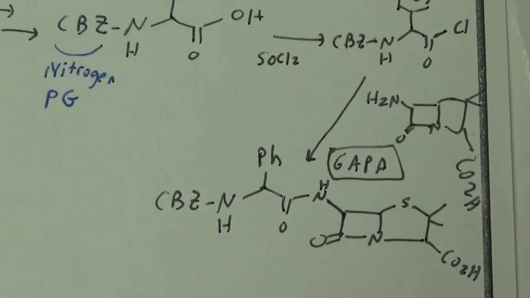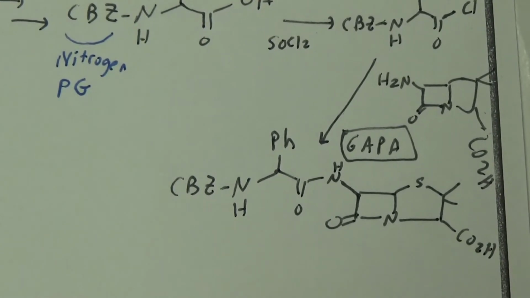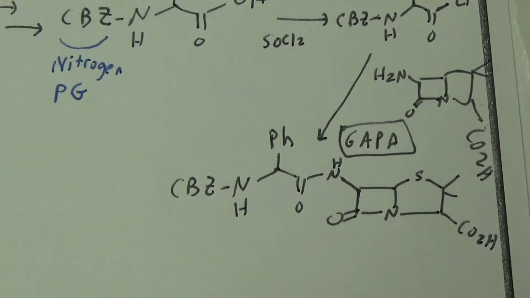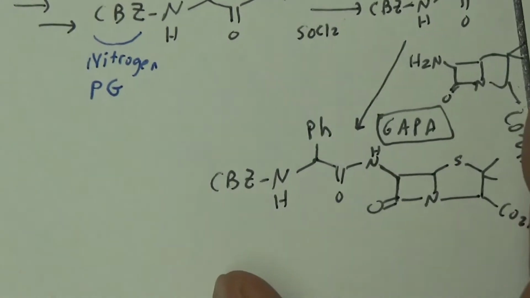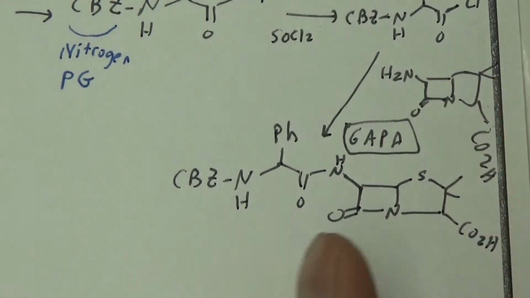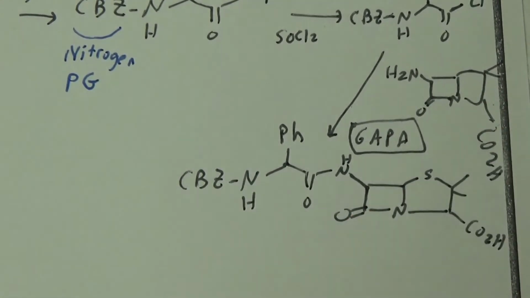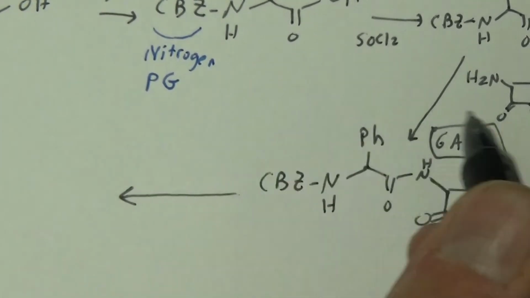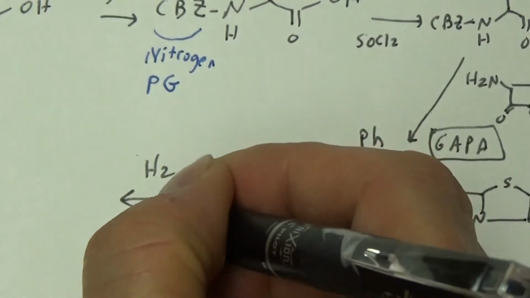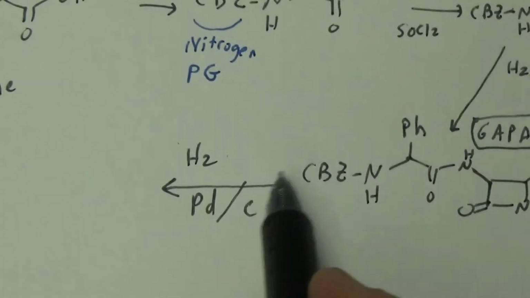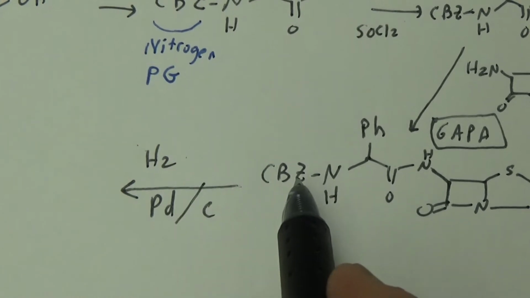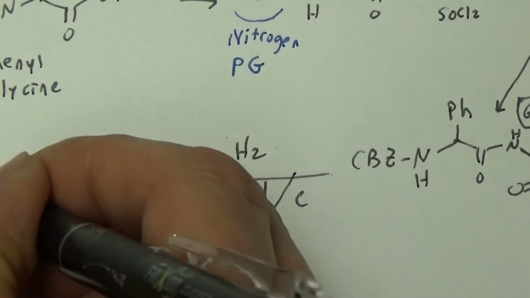Okay, so what do we have yet to do? We have to take off the protecting group. And so then the question is, how do you take a CBZ group off? I will tell you, and then I'll explain how it works in a minute or two. It's H2, palladium on carbon, which just happens to react nicely with the CBZ group in order to remove it. And we get the final product, ampicillin, H2N.